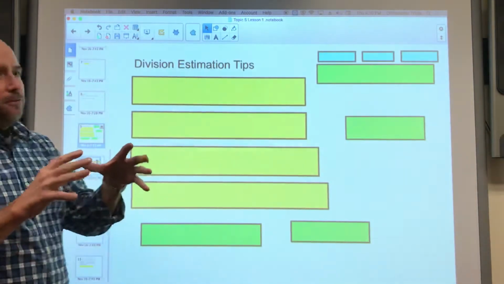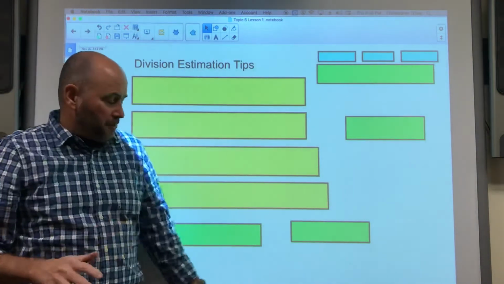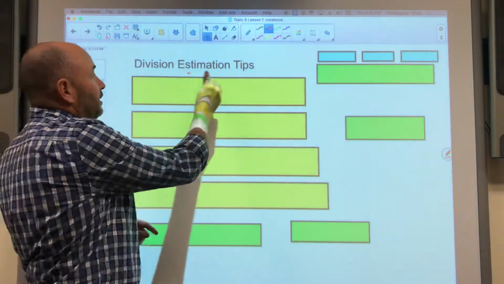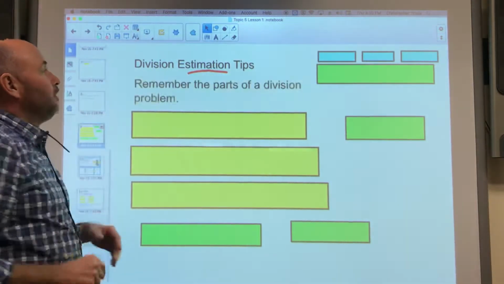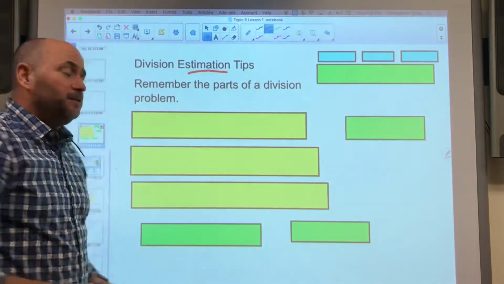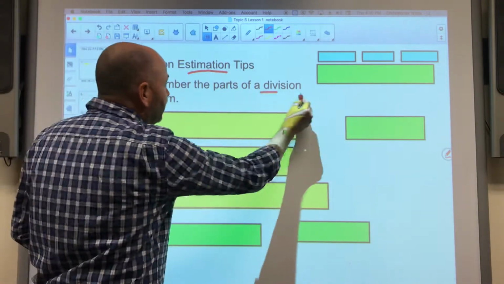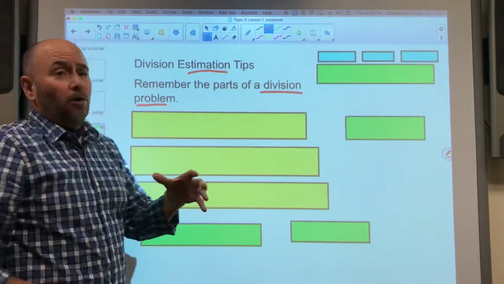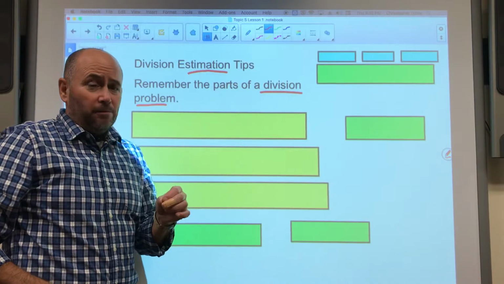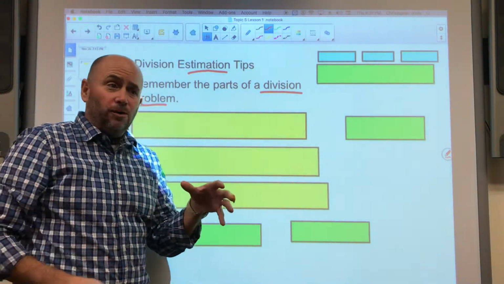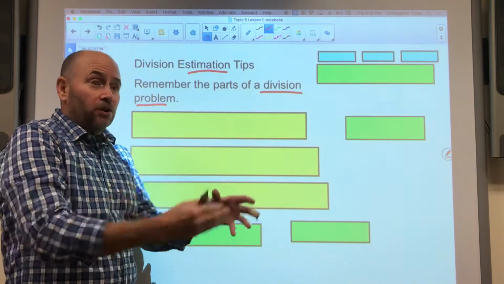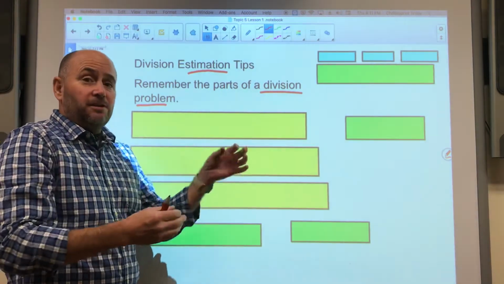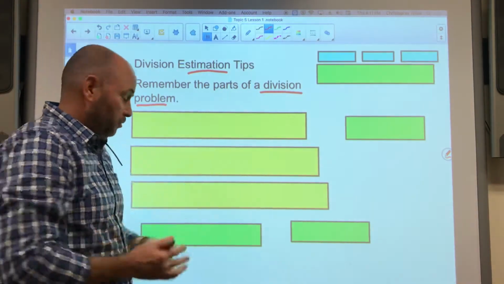Let's start off with a few division estimation tips. Tip number 1 is this. Remember the parts of a division problem. It'll be very helpful if you know what the parts of a division problem are, because that's how your teacher will discuss the process with you. She or he will refer to the quotient, the dividend, the divisor, remainder, that sort of thing.